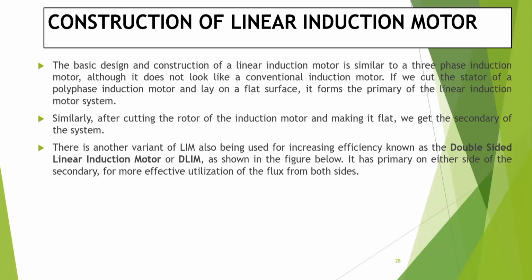If I talk about the construction of the linear induction motor, it's exactly similar to a three-phase induction motor, but it produces a vector field. So first of all, it is not a conventional induction motor. And second, we cut the stator of this induction machine into a flat surface. So the primary of the induction machine is a flat surface. Similarly, we cut the rotor of the induction motor and make it flat. So the secondary is again flat. That means we are increasing our efficiency. How? Because there are no eddy current and hysteresis losses, because there is no circular part attached. We also have a double-sided linear induction motor, right?